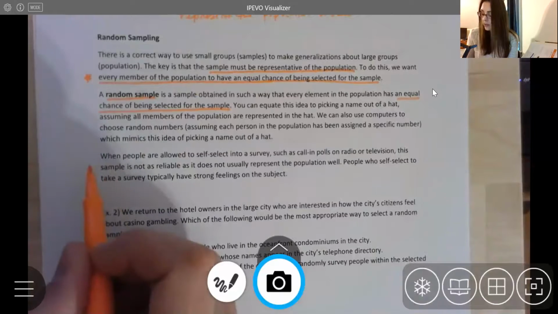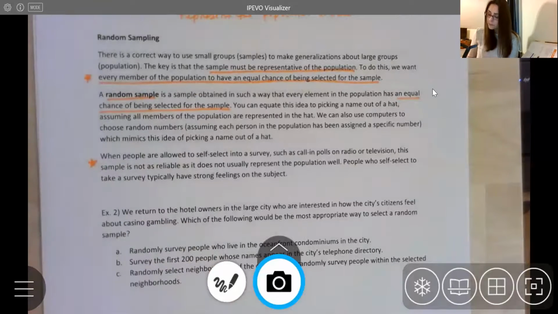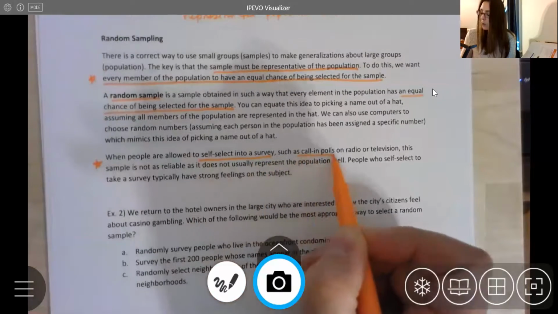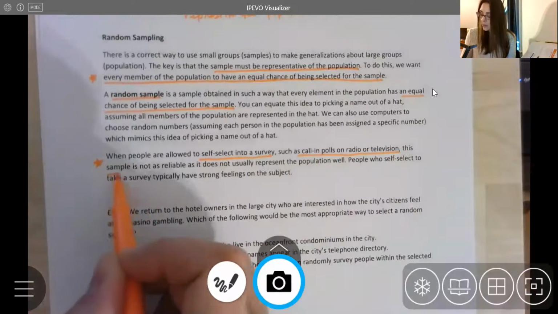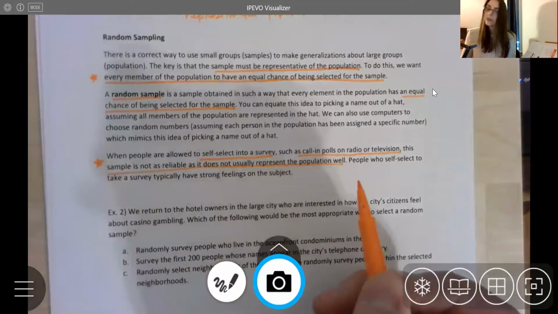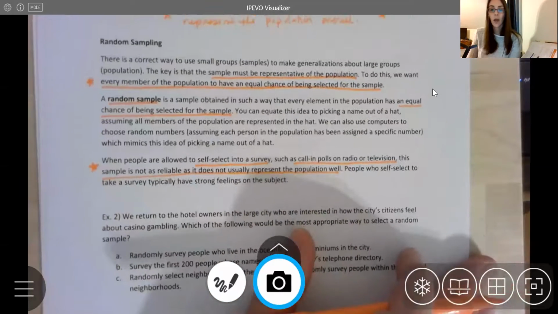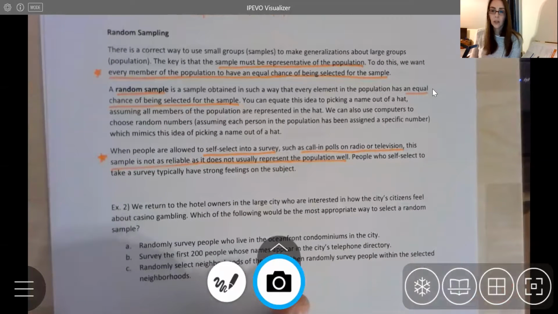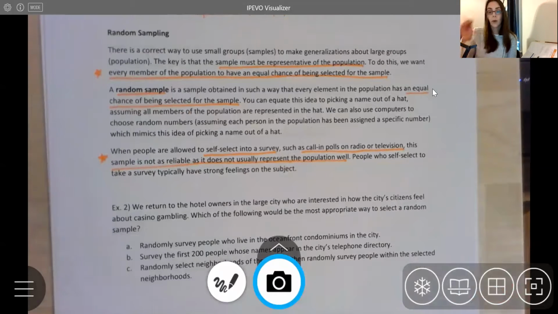Here's another idea, sorry, I'm jumping topics a little bit. When people are allowed to self-select into a survey, such as call-in polls on radio or television, this sample is not as reliable and does not usually represent the population well. There are a lot of surveys that you see, particularly online, or sometimes in the news or on radio or TV shows, where you can choose to participate, right? They may have a number at the bottom of the screen that says, hey, call this number to take our survey, or go to this website to take our survey. You see them a lot in the back of magazines.